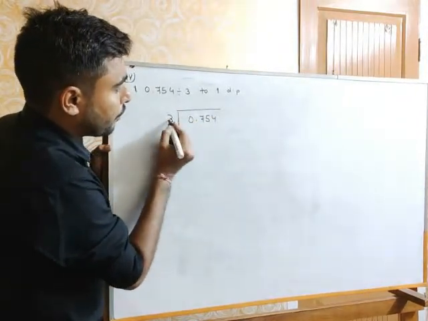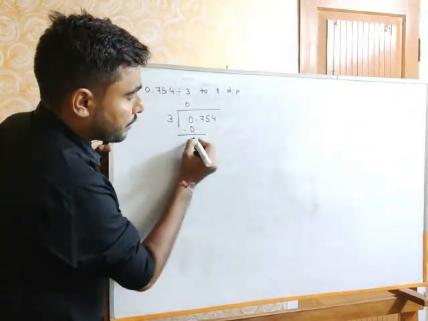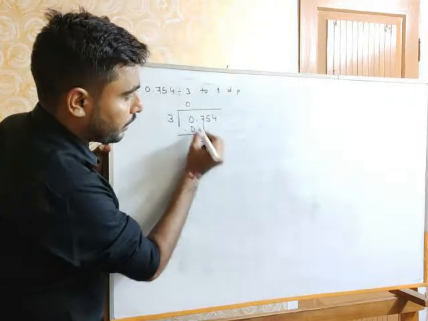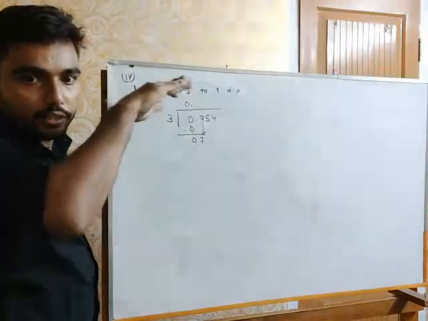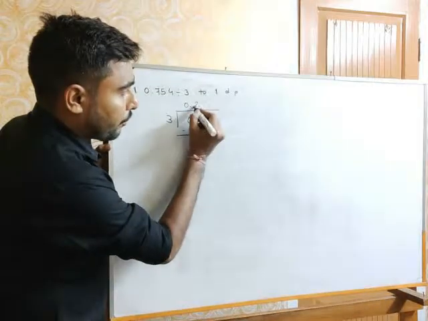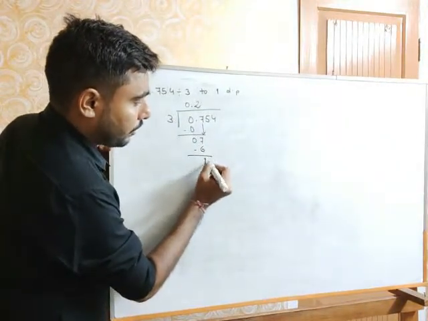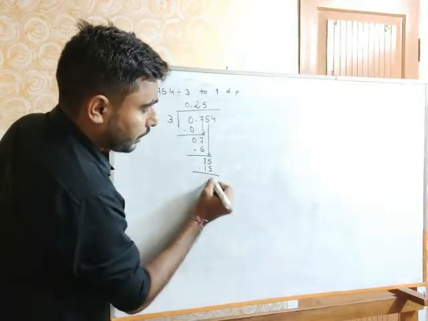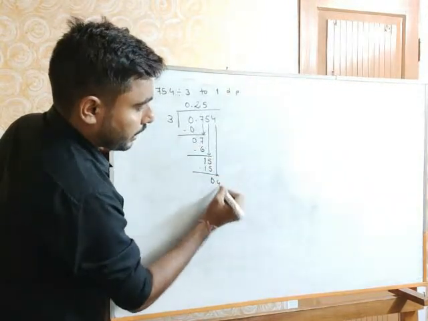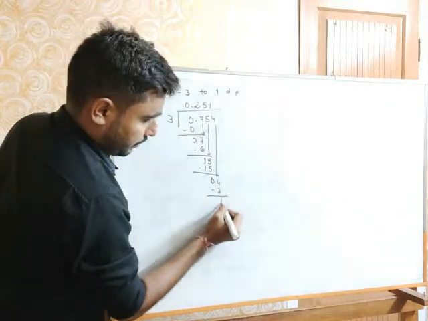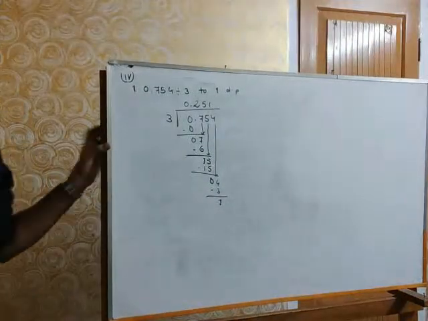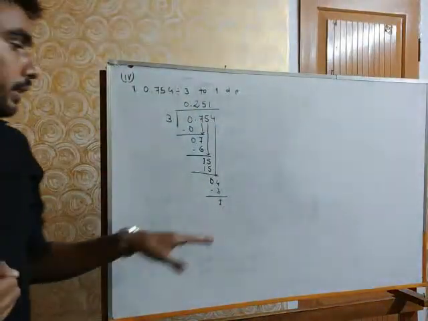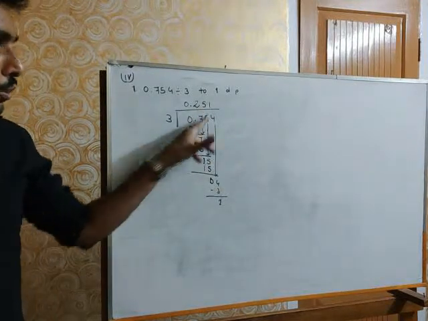0.754 divided by 3. 3 into 0 is 0 times; after subtraction it will be 0. Now you can see 7 will come down, and in the middle there was a decimal, so it is written in the quotient. 7: 3 times 2 is 6, remains 1. Now 5 will come down: 3 times 5 is 15, remains 0. 4 will come down: 3 times 1 is 3, remains 1. Shall I take 0 to continue the division? It's not needed. Okay.